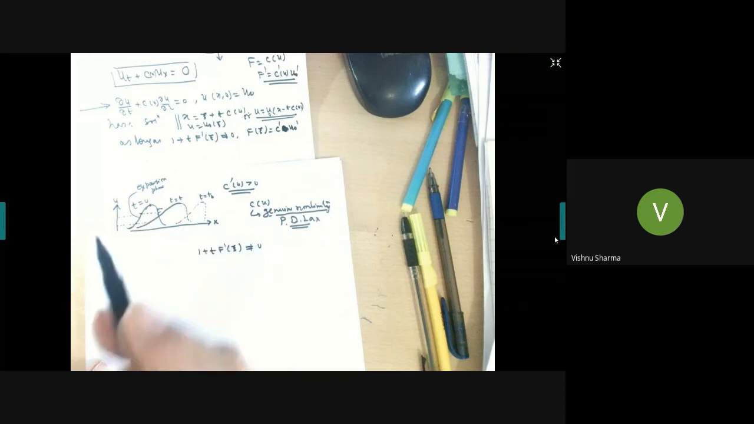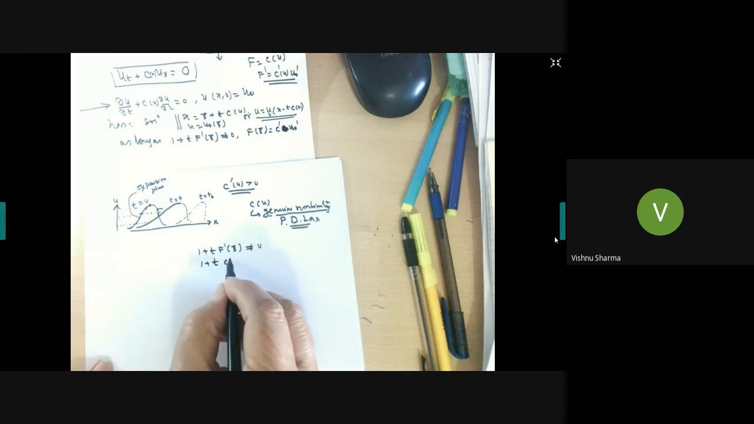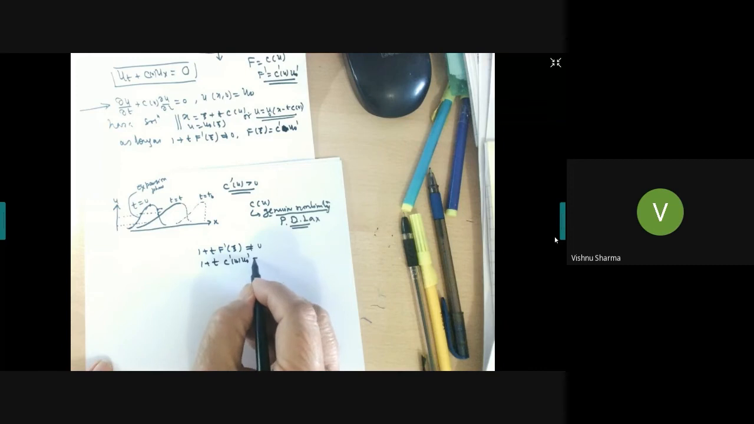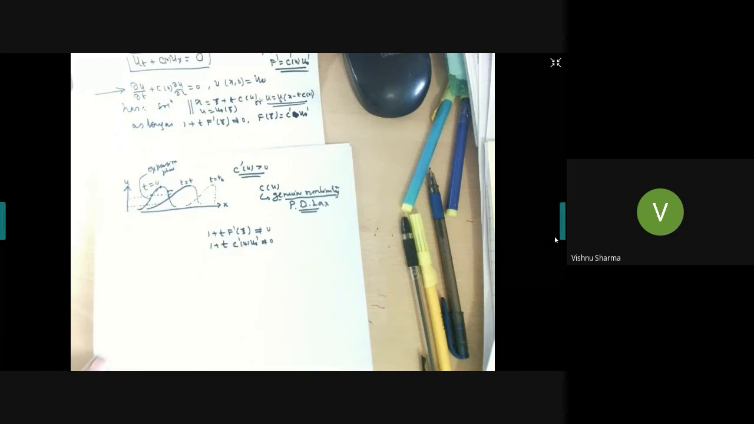If this is equal to 0, it corresponds to the development of vertical slopes somewhere on the profile. You see, at time t equal to tb, this is what is going to happen. This is your 1 plus t times c dash of u naught and u naught dash. It should not be equal to 0. This is the condition.